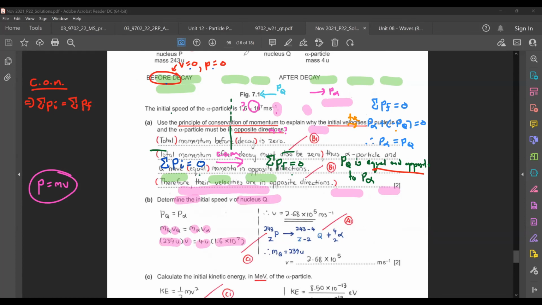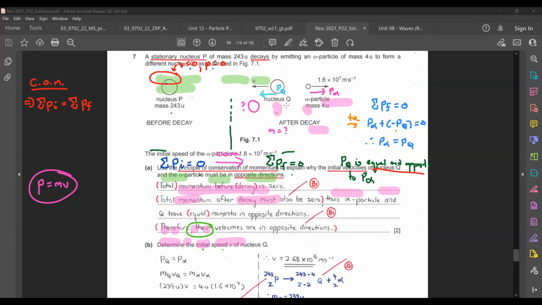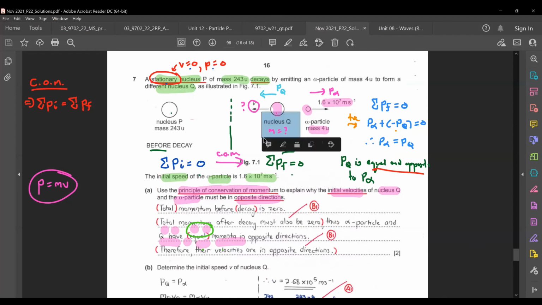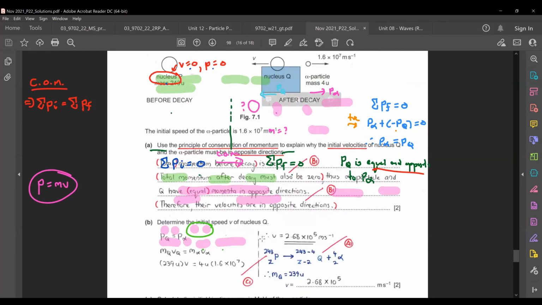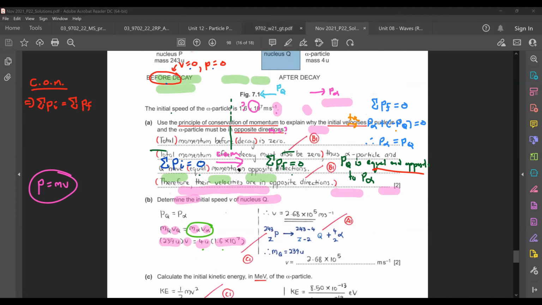Okay, the alpha particle part, I don't think you have any problems because the mass is stated and the speed is stated. In the diagram, they already stated for you: 4U and 1.6 times 10 power 7 meter per second. But then for nucleus Q, the problem comes when they didn't tell you the mass. You see, they never told you the mass. You are supposed to know how to deduce the mass just by what they told you initially.